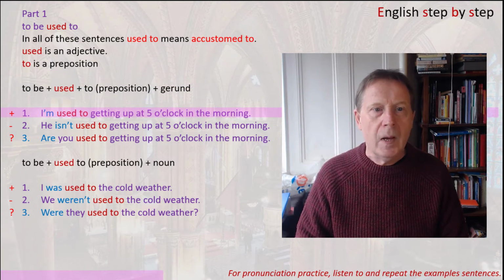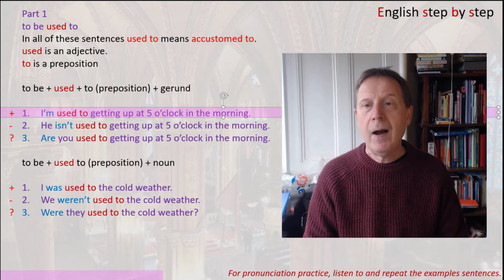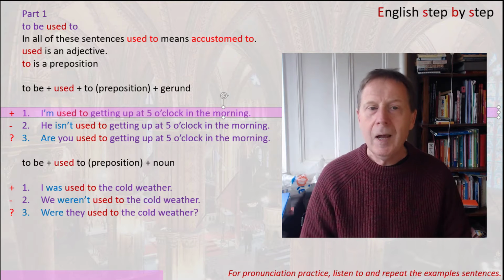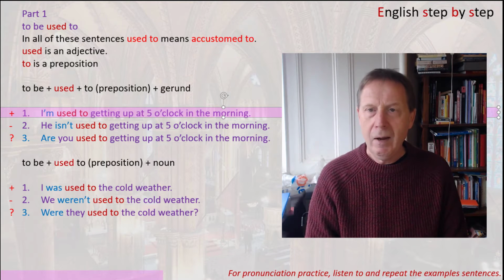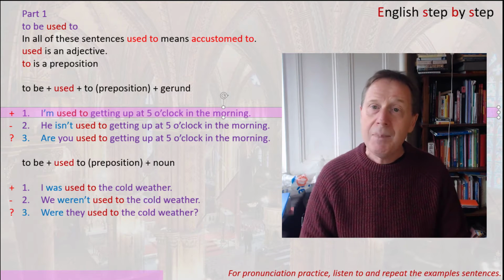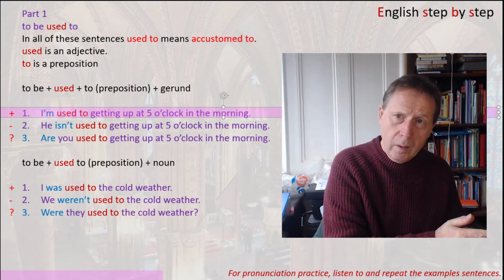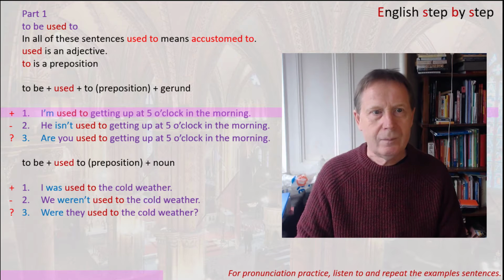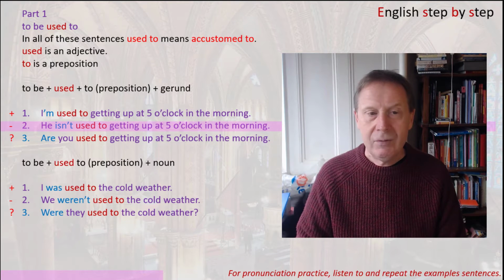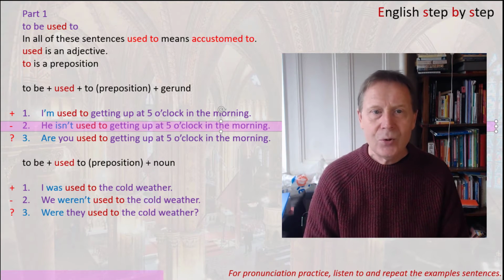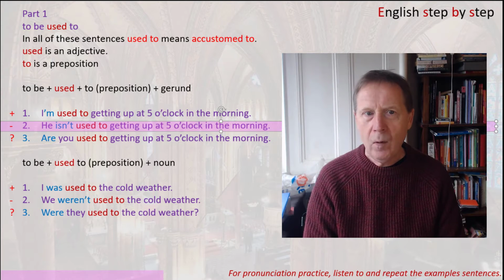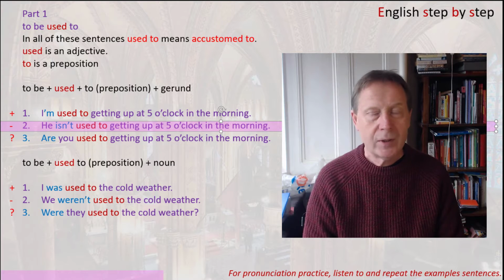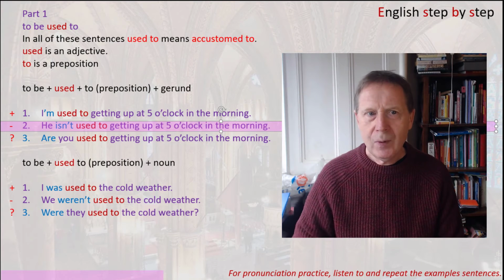So let's look at some examples. Number 1, I'm used to getting up at 5 o'clock in the morning. That means it's not a problem for me. I am accustomed to getting up at 5 o'clock in the morning. Maybe it was a problem before, but now it isn't a problem. I'm used to it. Number 2 is a negative example. He isn't used to getting up at 5 o'clock in the morning. That means it's a problem for him. He's not accustomed. He isn't used to it.